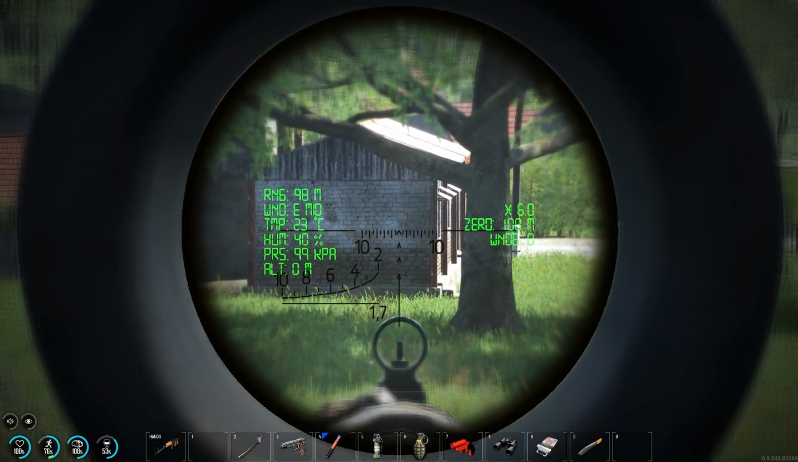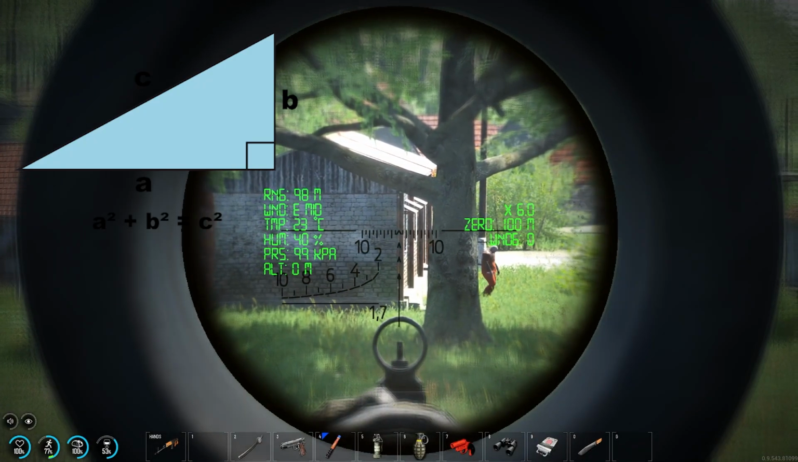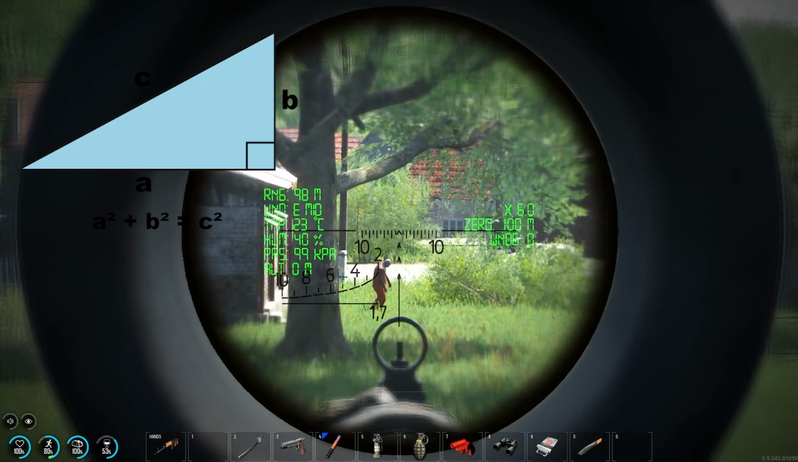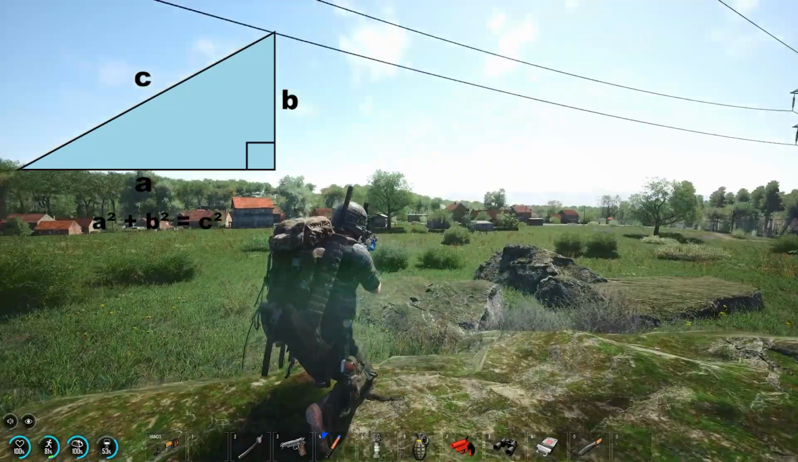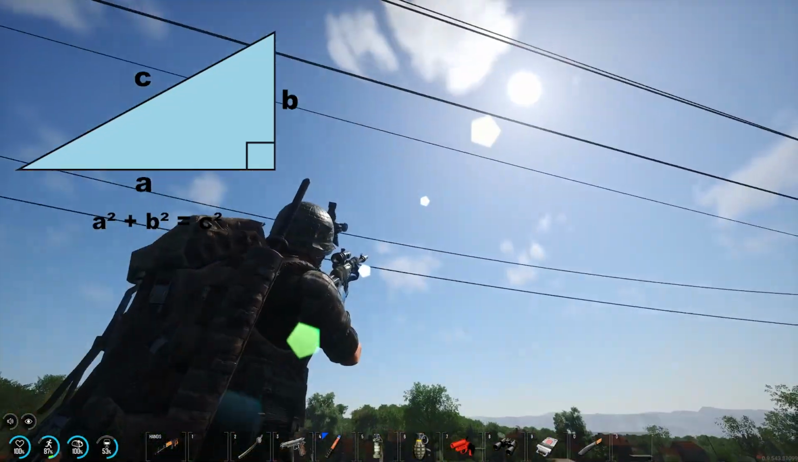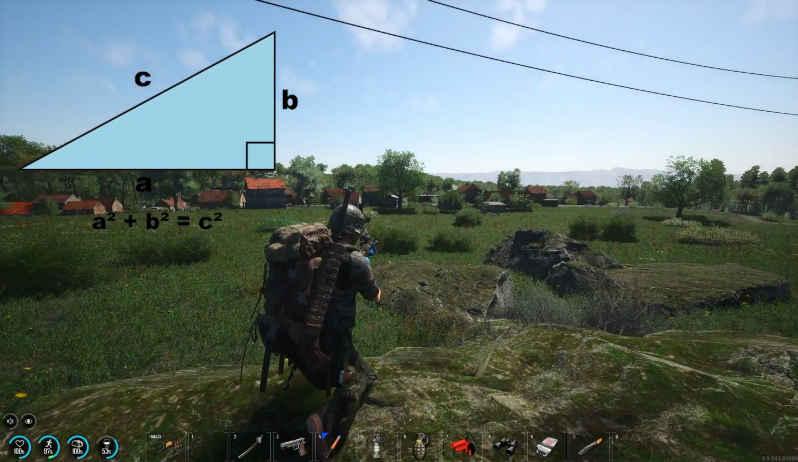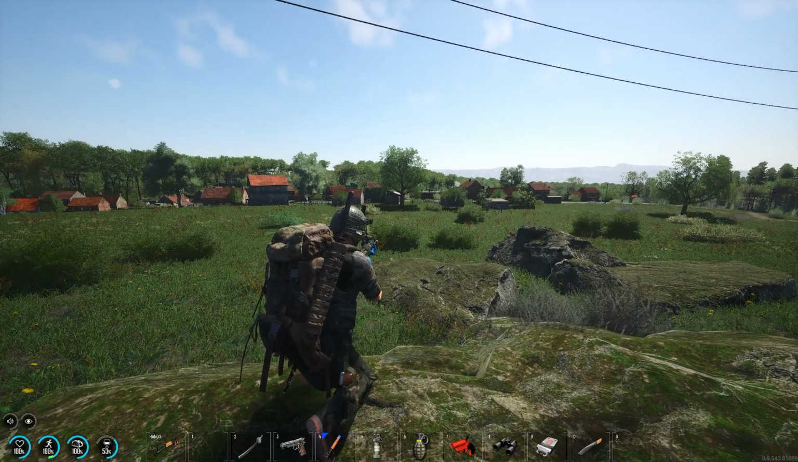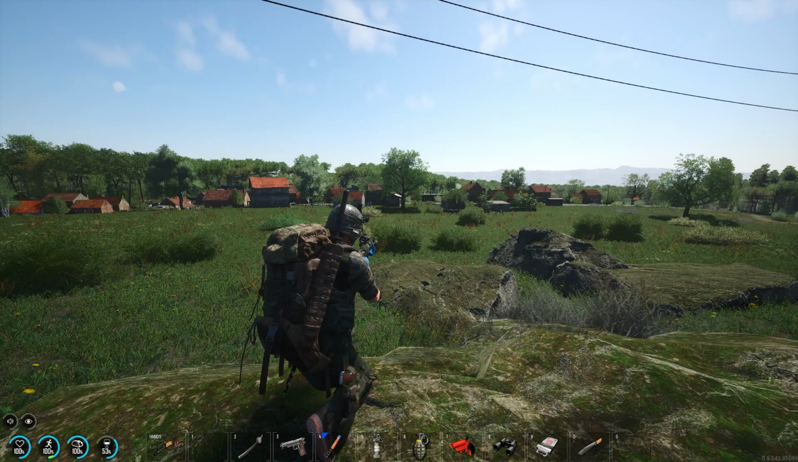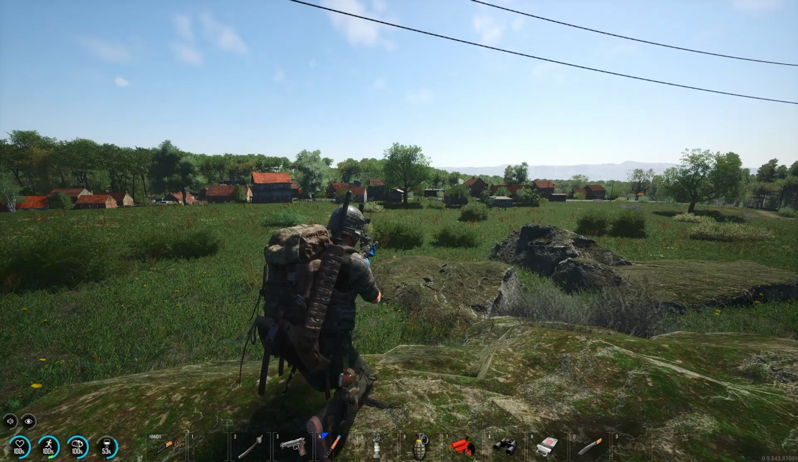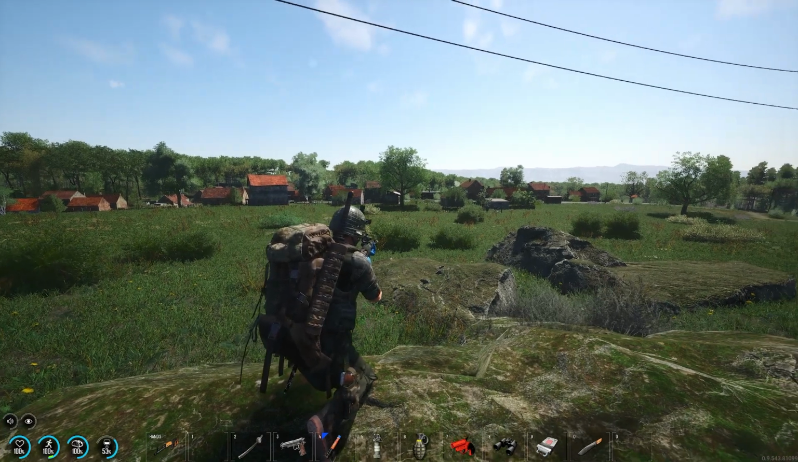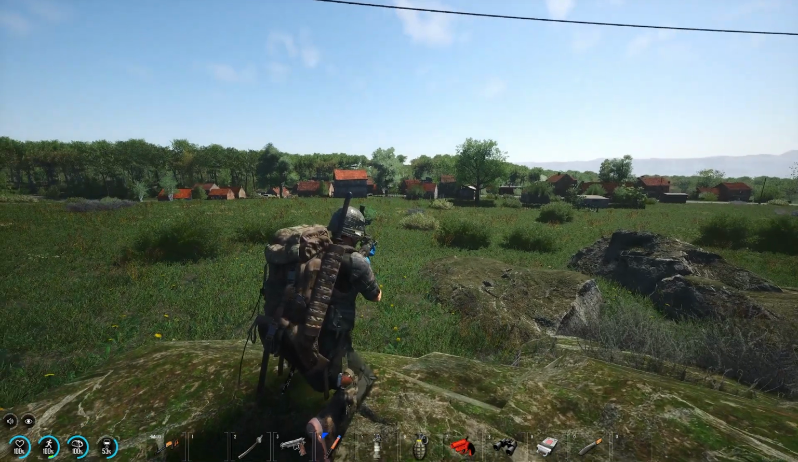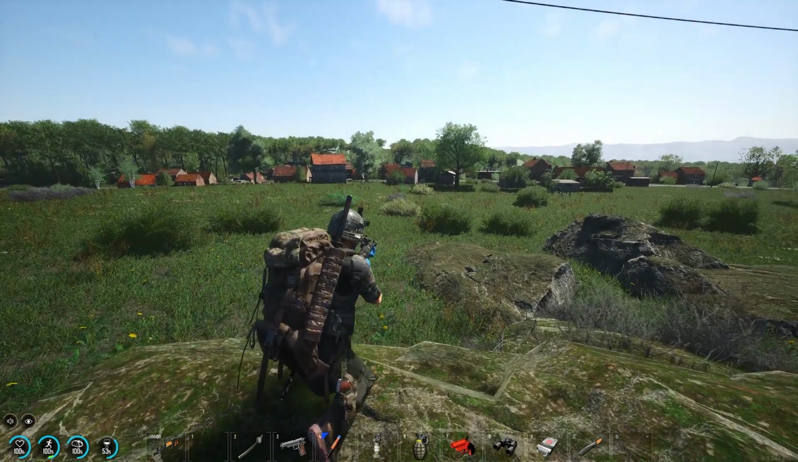SCUM will give you the a squared value. You can work out the b squared value by measuring the target with something like the PSO-1 scope, or you can use cosine on your approximate angle of the target. Once you work those two values out, you add them together and then square root the total, and that'll give you an adjusted range. The short and sweet of it is: if you are higher than a target, then you aim lower. If the target is higher than you, then you aim higher. And that's pretty much it.